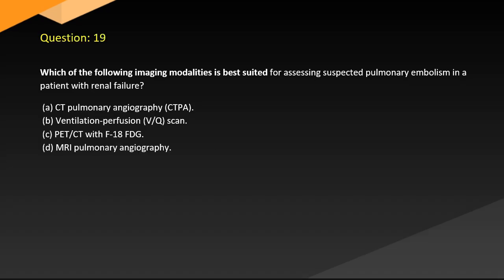Question 19. Which of the following imaging modalities is best suited for assessing suspected pulmonary embolism in a patient with renal failure? A. CT pulmonary angiography (CTPA). B. Ventilation perfusion (VQ) scan. C. PET with F18-FDG. D. MRI pulmonary angiography.